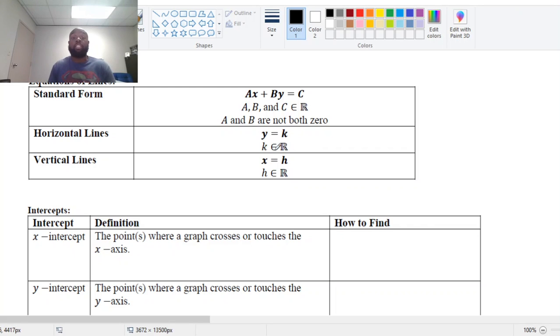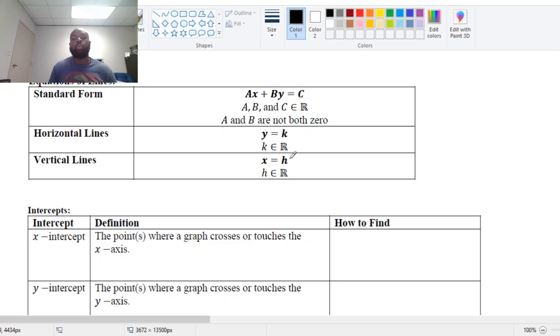Now, one of them can be zero. For instance, if A was zero, I will only have an equation with Y. It'll be a single variable equation, right? When that is the case, we have a horizontal line, right? When B equals zero, then the only variable that's going to be in my equation is going to be X.